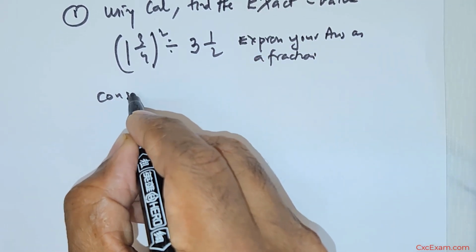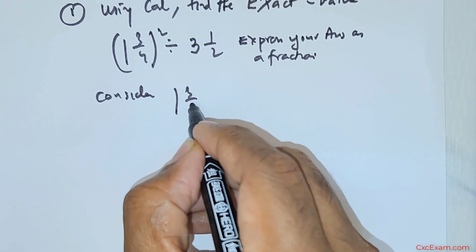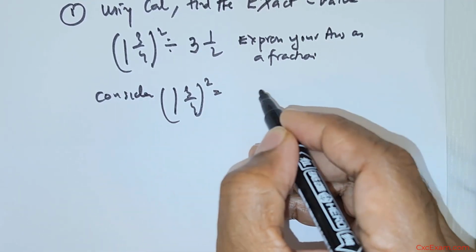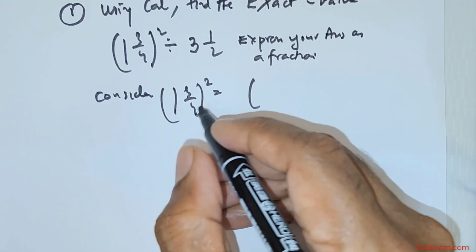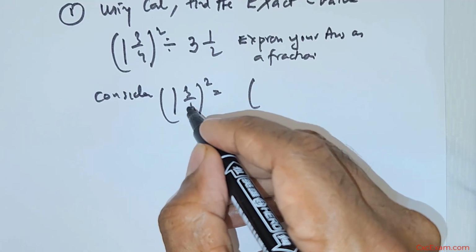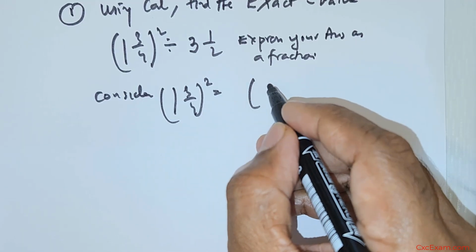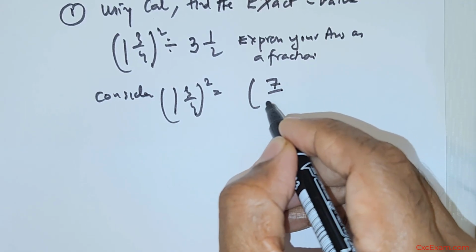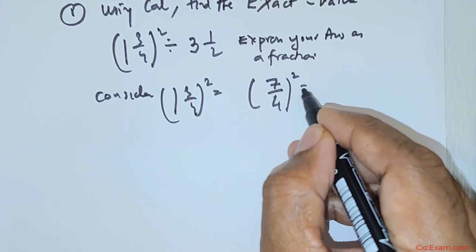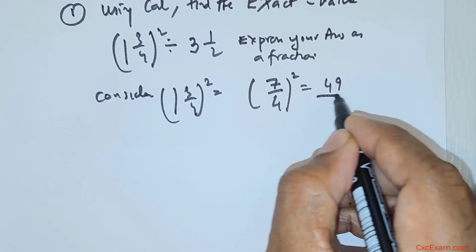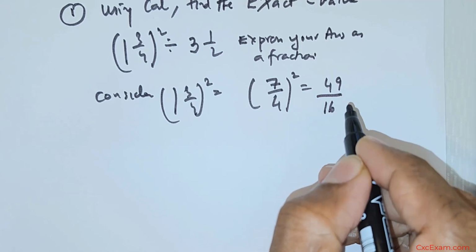So foremost, consider (1 3/4) whole squared. This is nothing but 4 times 1 is 4, added with 3. That's going to be 7 divided by 4, raised to the power of 2. You square it up, this is 49/16.